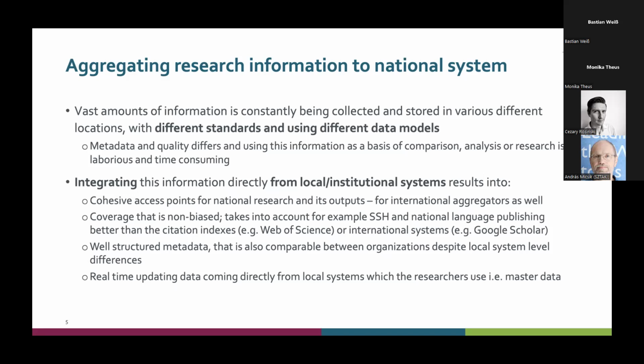We are coming to OpenAIRE, for example, in the next presentation, and this is really a crucial part in that sense as well. Also in regard to the subject of this workshop, the coverage is trying to be more non-biased than, for example, in the citation indexes or other systems like Google Scholar. So in that sense, as we are getting the information directly from those organizations, it should be, for example for local national language coverage, a better situation in that regard.